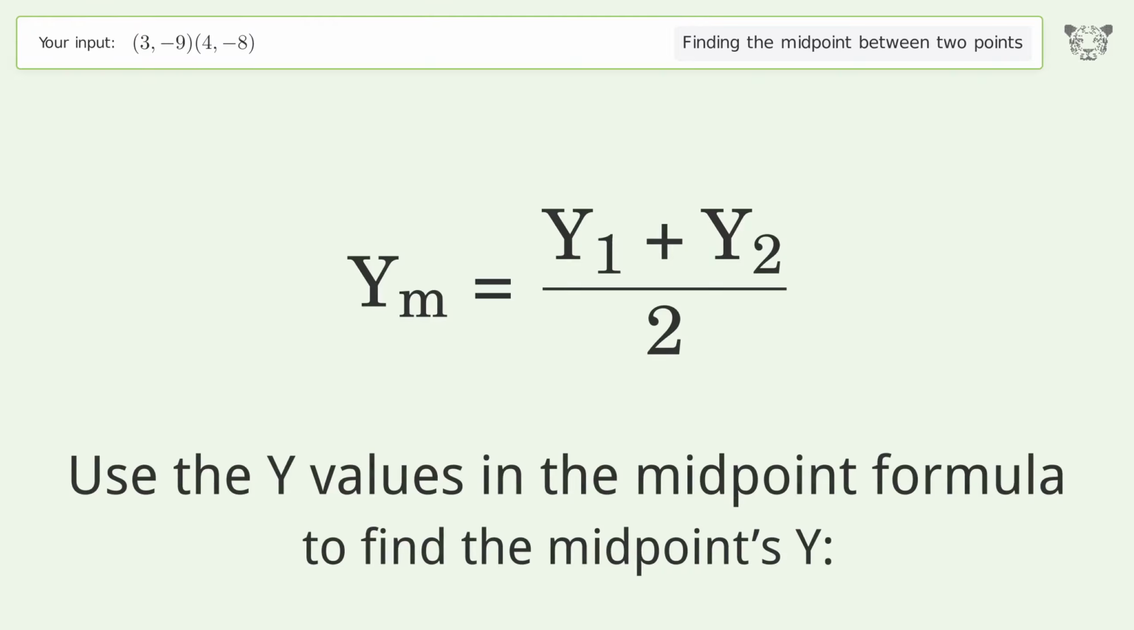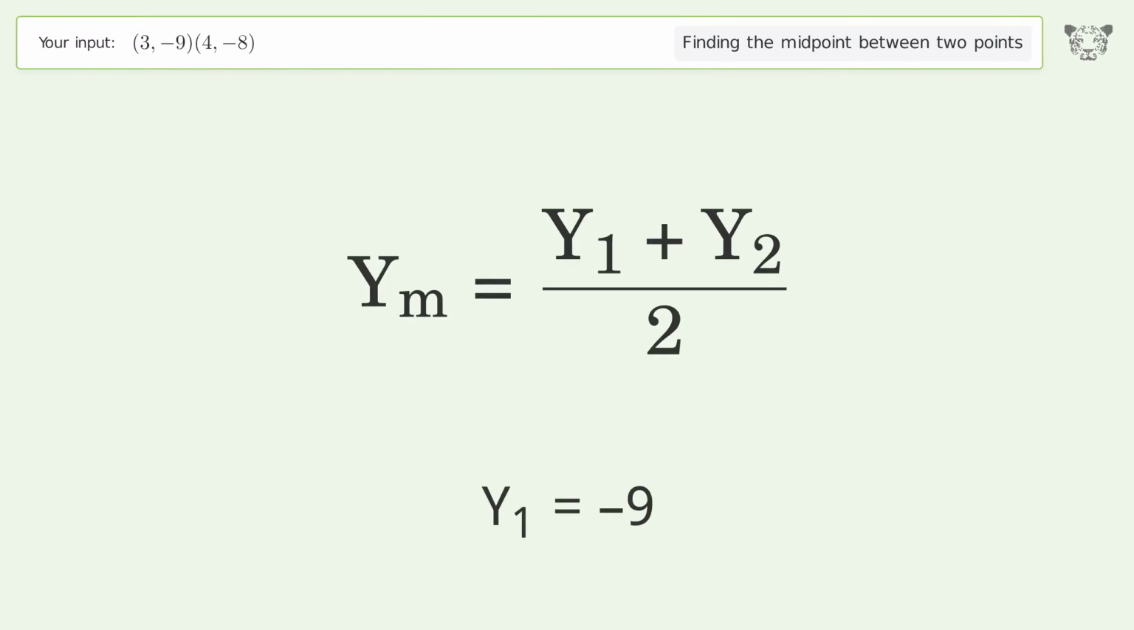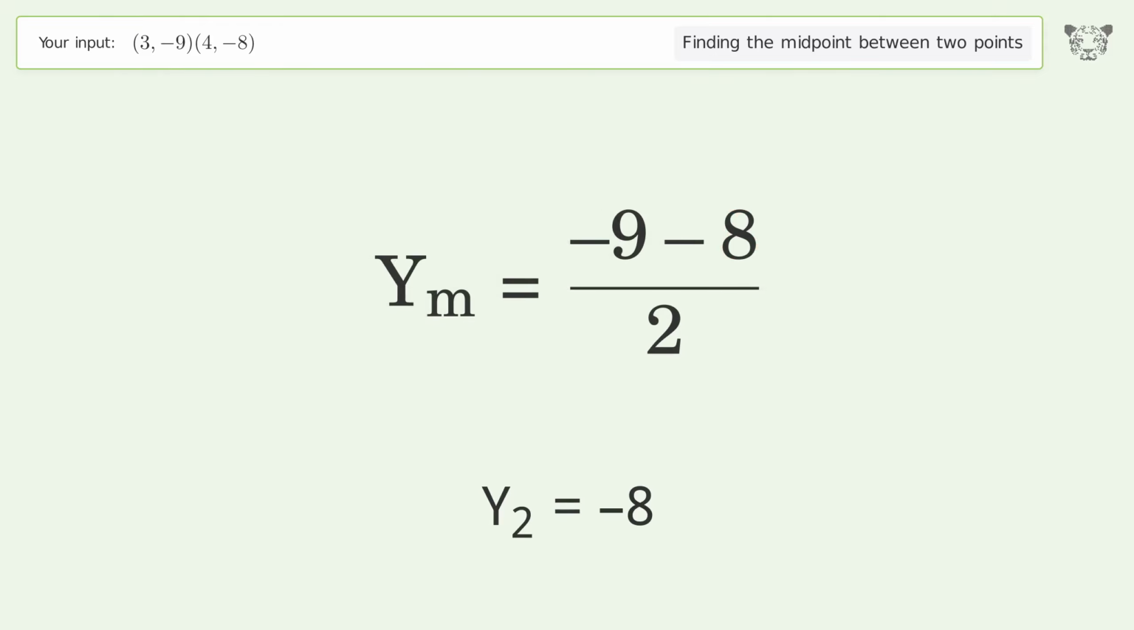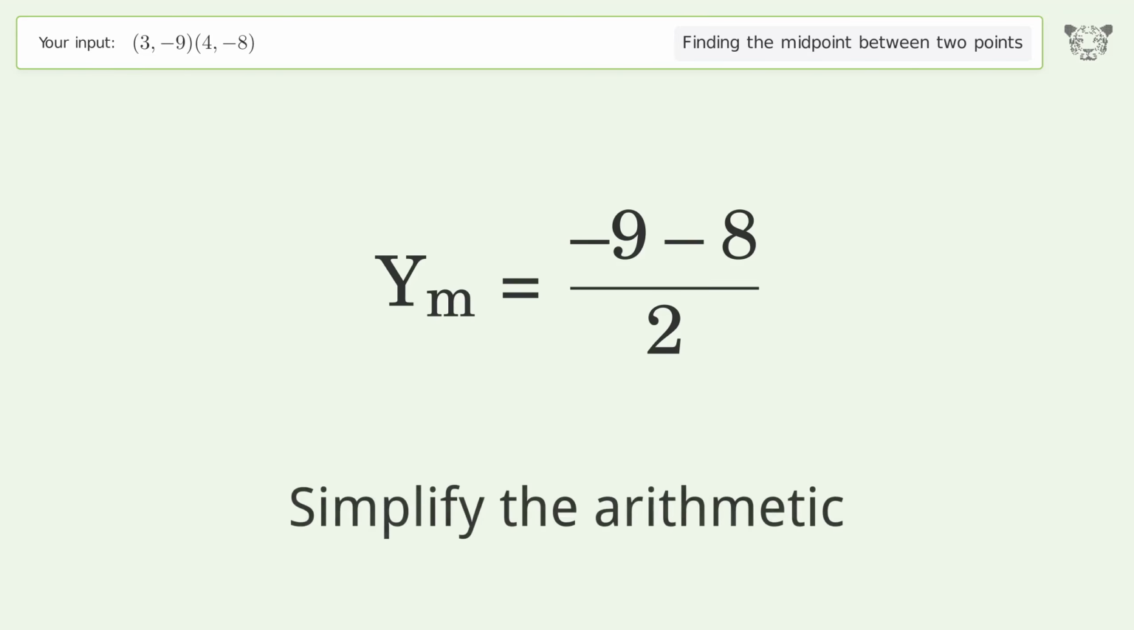Use the y values in the midpoint formula to find the midpoint's y. y1 equals negative 9. y2 equals negative 8. Simplify the arithmetic.